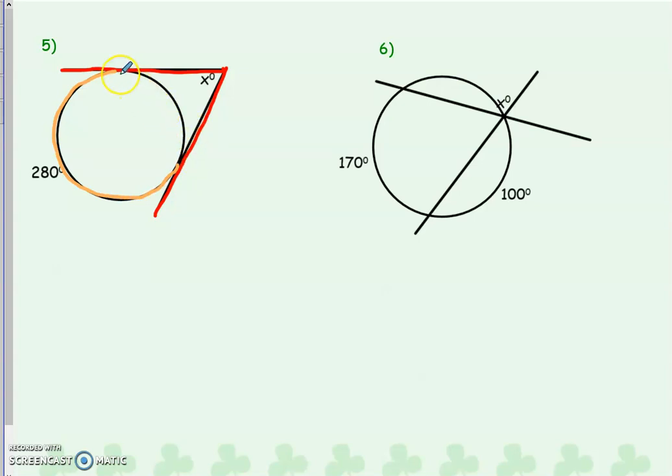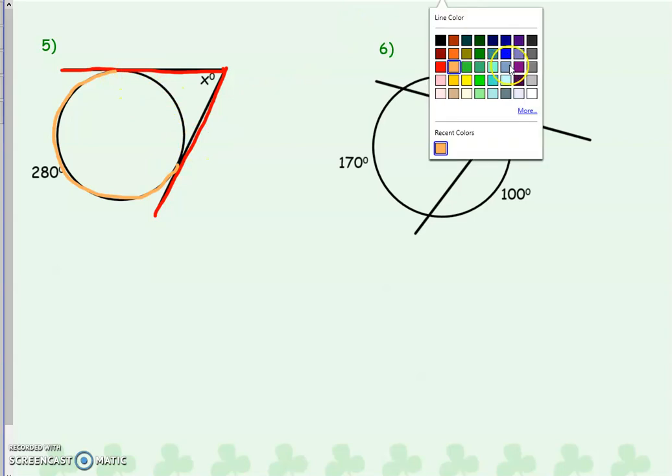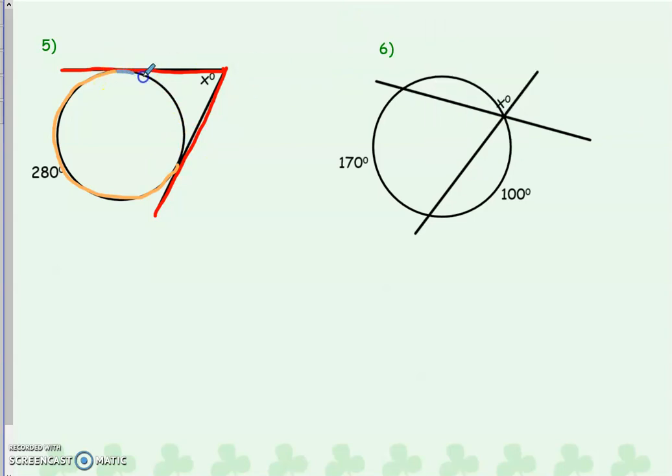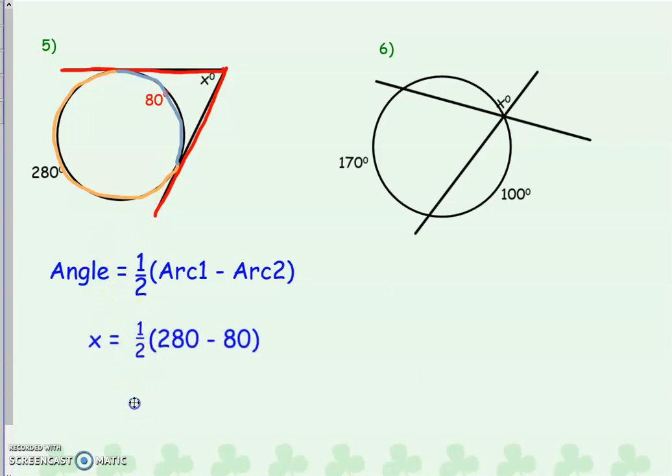Now the second arc is the arc that's bending in towards x. So that arc is this one right here. And what's the measure of that arc? Well, the whole circle's 360, so the measure of that arc is 80. Vertex is outside the circle. There's my formula. I plug in the numbers, and I chug through the math, and I get 100 degrees.